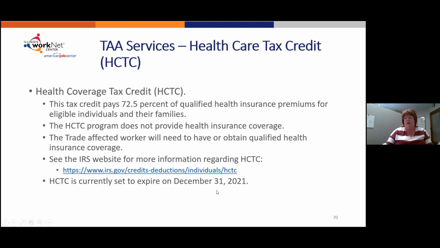It is set to expire December 31st of this year. The last several years that it's expired, they have extended it. So we never know until we get up to that deadline whether they're going to extend it or not. So we do refer everyone to this website, the IRS, for it. We know nothing about it. Sometimes they do need a letter from IDES to show that they were eligible. And IDES does send the eligible participant information to the IRS for this.